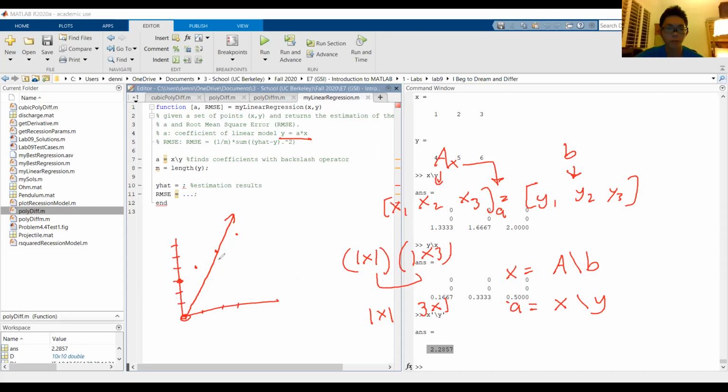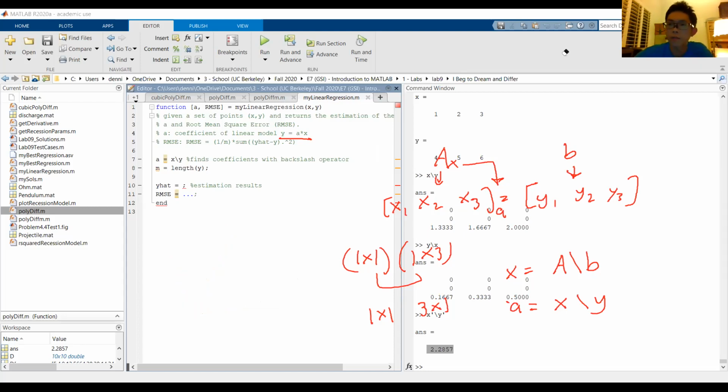Okay, and this is actually not going to pass through this exact point. It's probably going to be 2.2857. I don't know where it's going to pass through, but that's just an example.